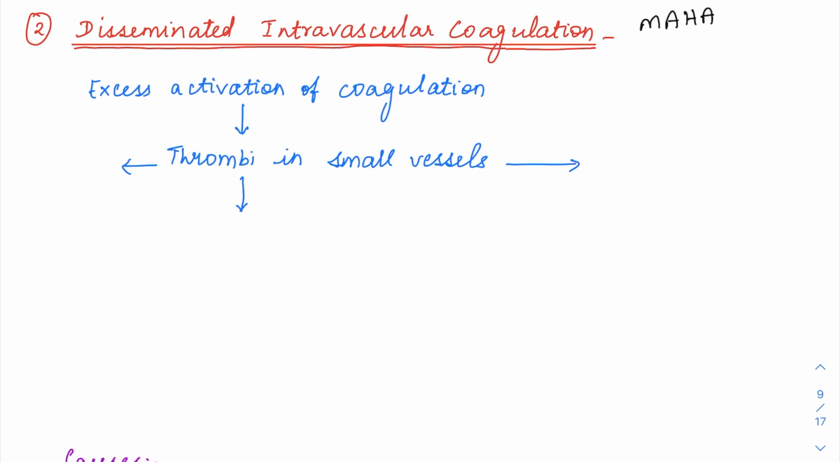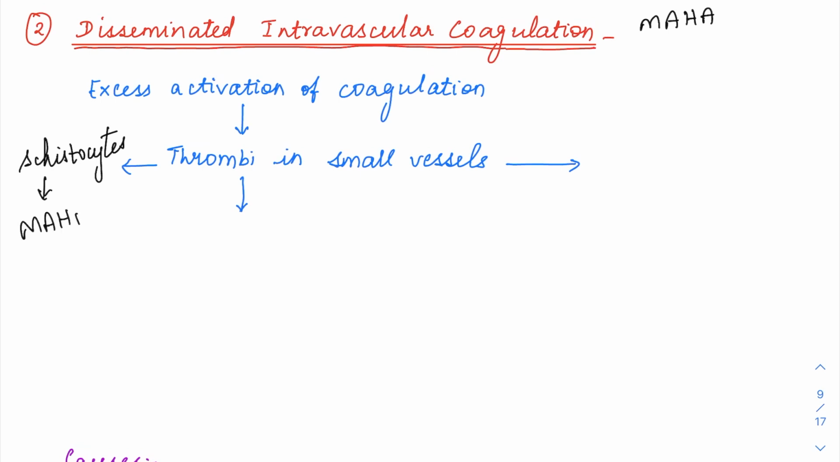When RBCs are passing through these vessels which have thrombi, the RBCs tend to fragment and break. So they are going to form schistocytes, which are the characteristic findings. When RBC is breaking, it is called hemolytic anemia, and since it is happening in the small vessels, it's called microangiopathic hemolytic anemia.